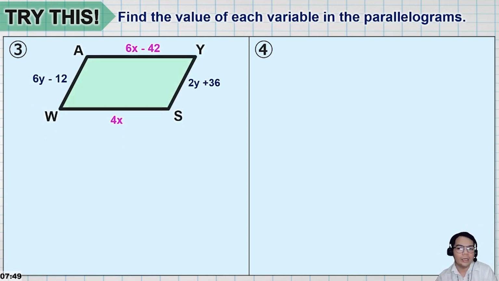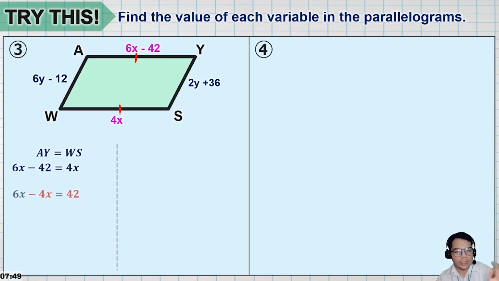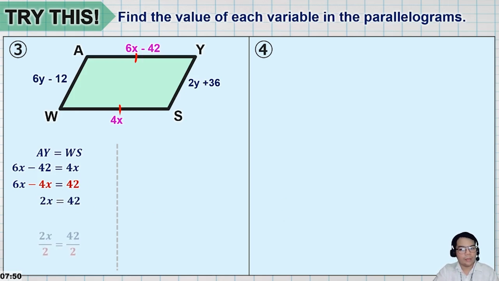In this case, on this given, ma-apply naman natin yung opposite sides are congruent. So we have here parallelogram SWAY. So in this case, we can say that side AY, or the measurement of side AY, is equal to the measurement of side WS. Opposite sides are congruent. So we have 6x minus 42 is equal to 4x. Ayan, nilipat ko yung 42 sa kanan at yung 4x sa kaliwa, kaya siya naging minus 4x at naging positive na yung 42 natin. Making it 6x minus 4x is equal to 2x equal to 42. If we divide both sides by 2, we can get x is equal to 21.